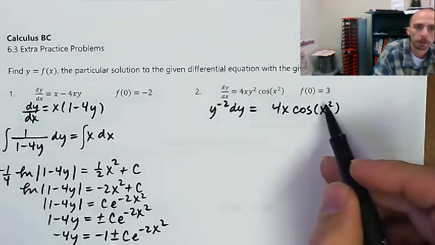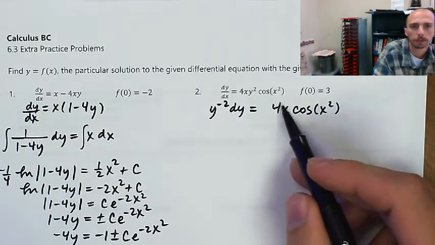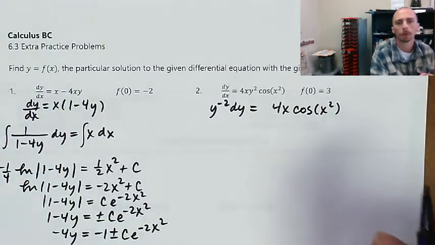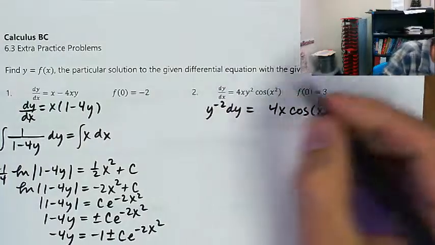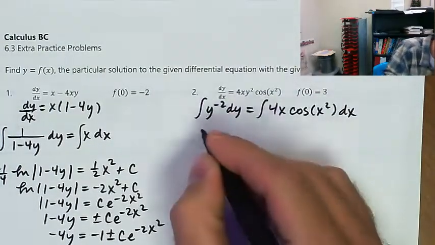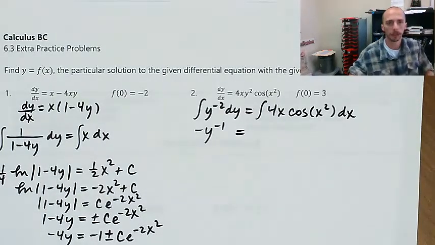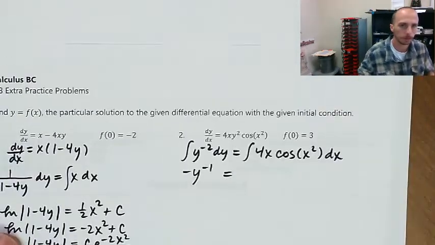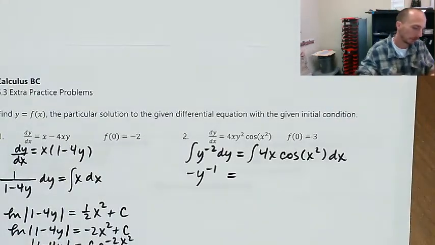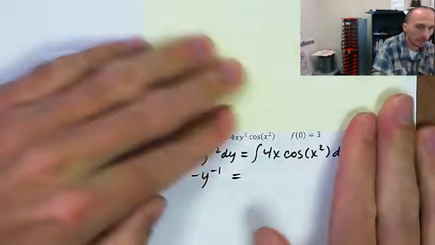I'm going to probably let u equal x squared, so du is going to be 2x dx, and I've got 4x, so who knows what I'm going to do there. All right, let's anti-differentiate. This would be negative y to the negative 1 equaling, okay, I forgot I'm going to need to do some U-substitution work up here maybe. Maybe I will put it down like that.